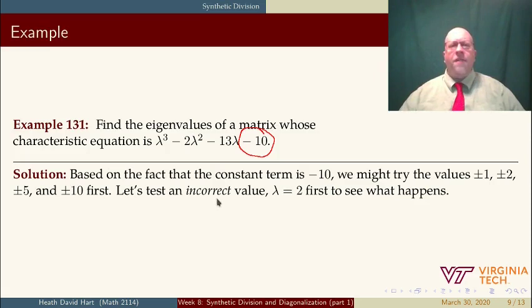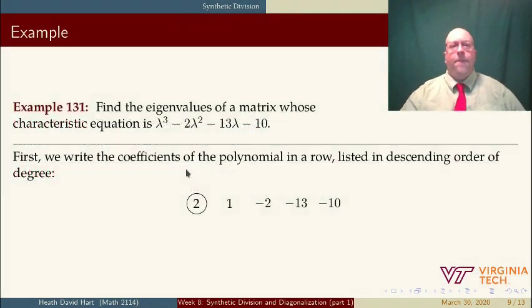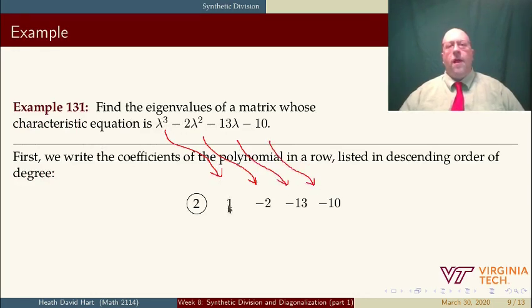We're going to start out by testing an incorrect value to see what happens. Okay? So we're going to try lambda equals 2, and I'm going to go ahead and let you know lambda equals 2 is not an eigenvalue. But I want to show you what happens. Here's how we test it. I'm going to write the coefficients of the polynomial in a row listed in descending order of degree. So the cubic term is 1 lambda cubed, negative 2 lambda squared, negative 13 lambda, negative 10. If I have to, I will insert a 0 as a placeholder if any of these terms are missing. The 2 is the number that we're testing.